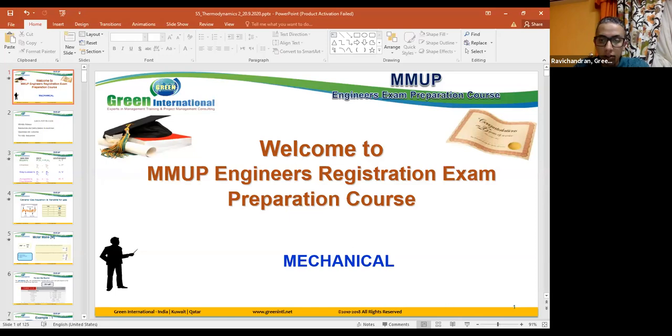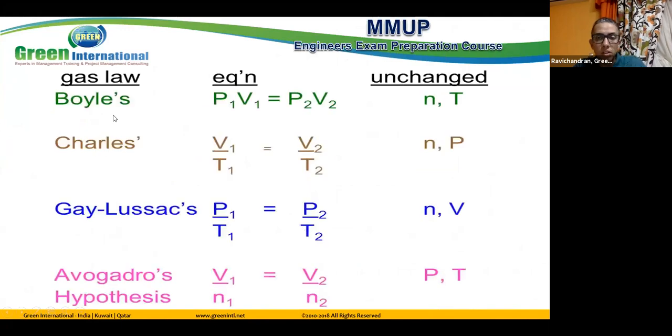For ideal gas, these laws we studied last session: Boyle's law, Charles' law, Gay-Lussac's law, related to ideal gas. Boyle's law, which is P1V1 equals P2V2 at constant temperature. Charles' law, V1 over T1 equals V2 over T2. It's similar, but I'd like to write it V1 over V2 equals T1 over T2.